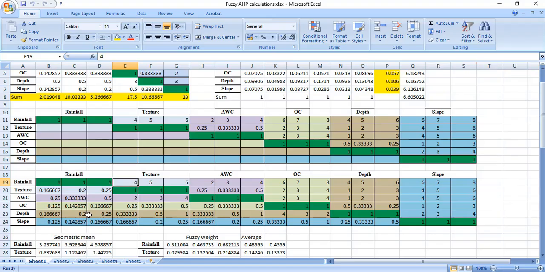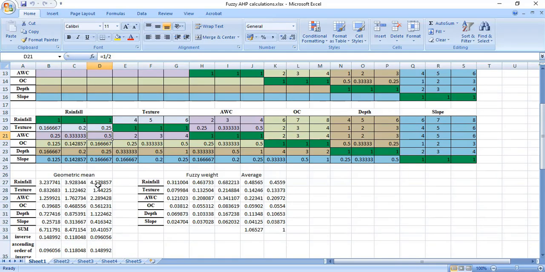Here this is 4, this is 5 and this is 6. Here it will not be 1 by 4, 1 by 5, 1 by 6. It will be the opposite of that. So here it will be 1 by 6, here 1 by 5 and here 1 by 4. Similarly 2, 3 and 4: first we will take 1 by 4, then 1 by 3 and then 1 by 2. Similarly you have to fill the lower diagonal also.